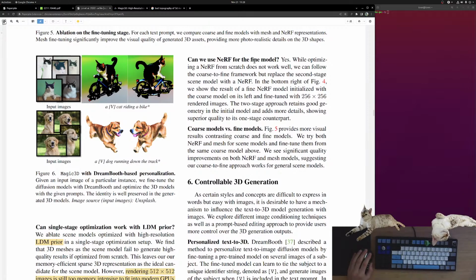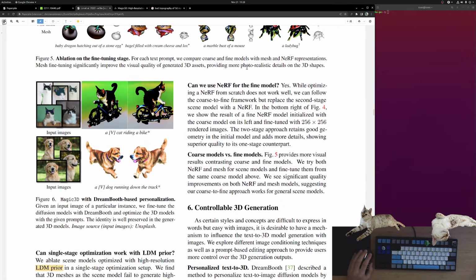Can we use Nerf for the fine model? Yes. While optimizing a Nerf from scratch does not work well, we can follow the coarse to fine framework but replace the second stage scene model with a Nerf. In the bottom right of figure 4, we show the result of a fine Nerf model initialized with a coarse model on its left and fine-tuned with 256 by 256. Okay.